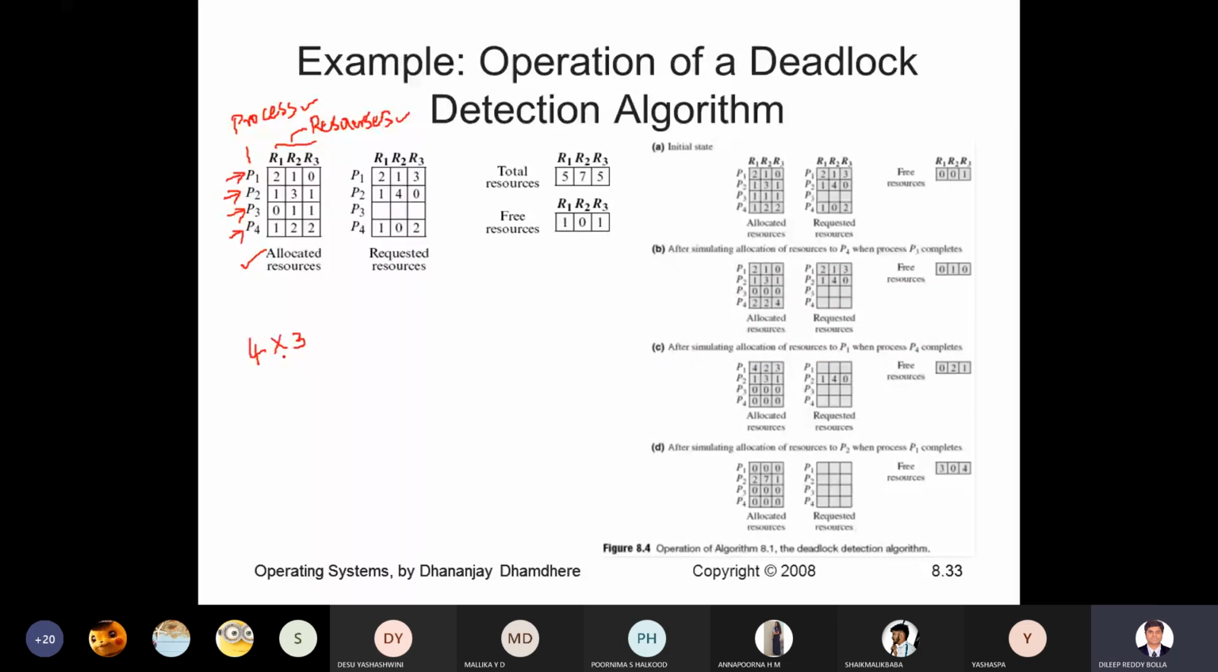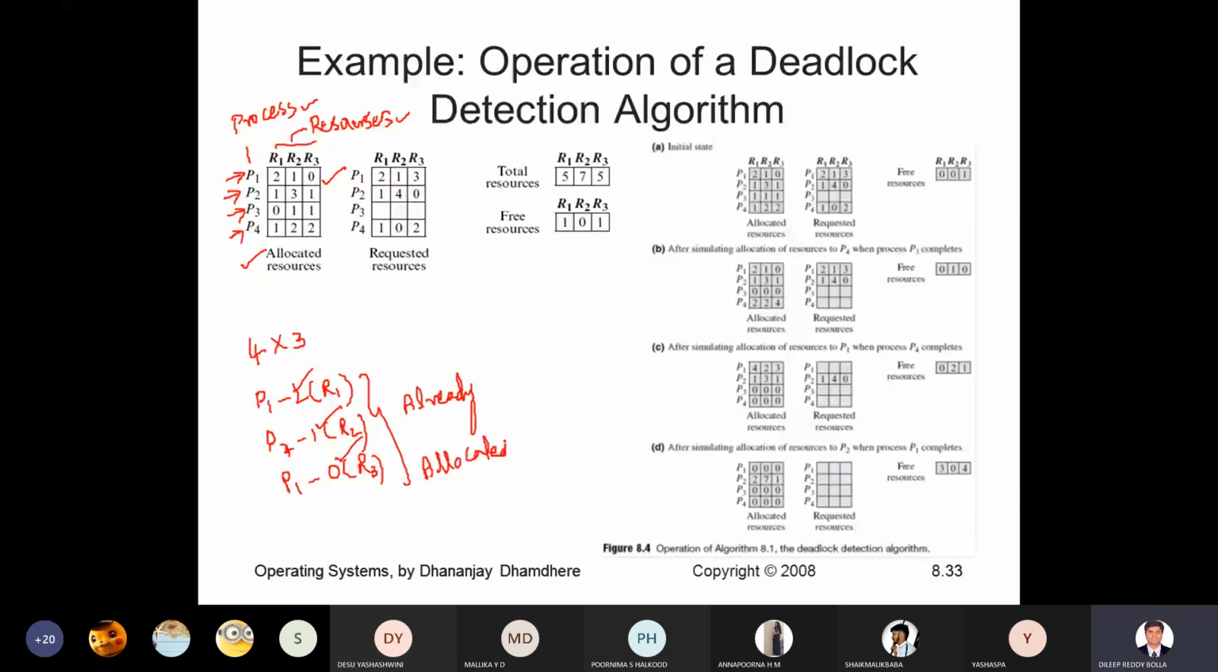All right, so the resources here, say for example, P1 has two resources confined to R1. Similarly, P2 has one resource confined to R2. Sorry, P1 again: P1 has zero resources confined to R3. This is clear, right? This way we have written 2, 1, 0. So these are already allocated.